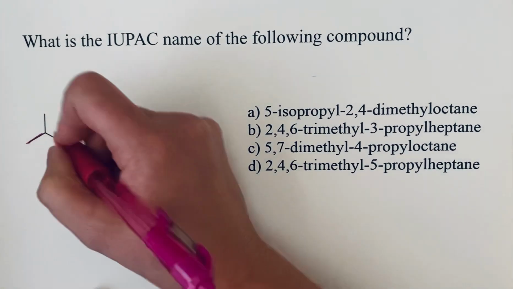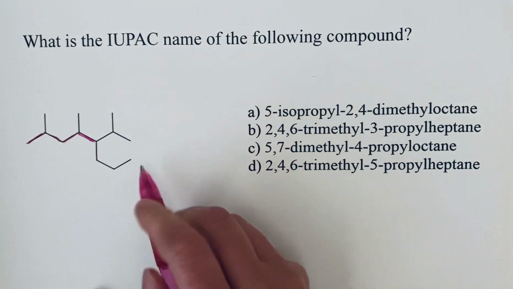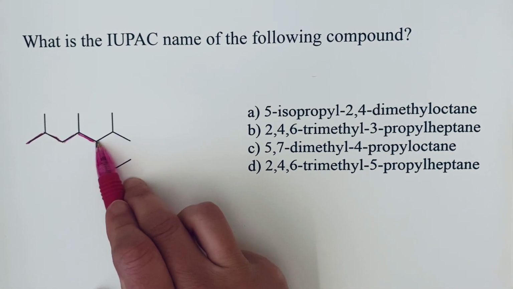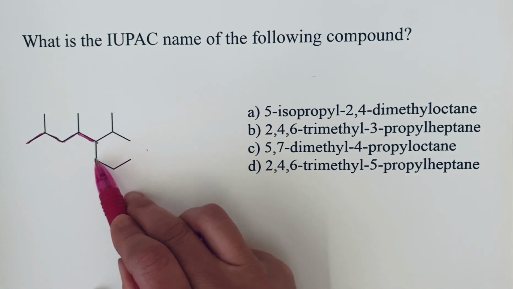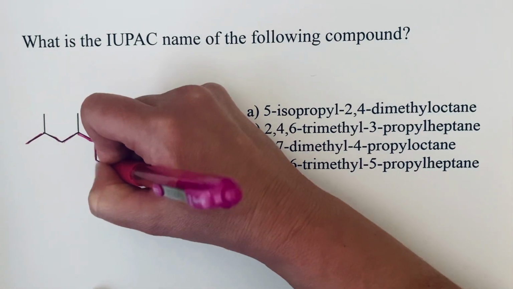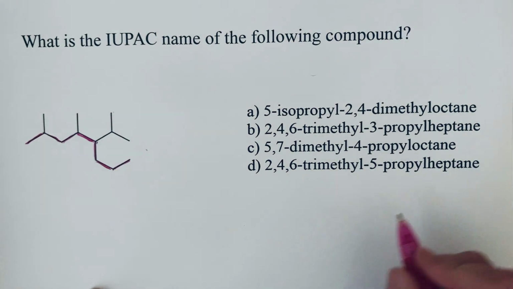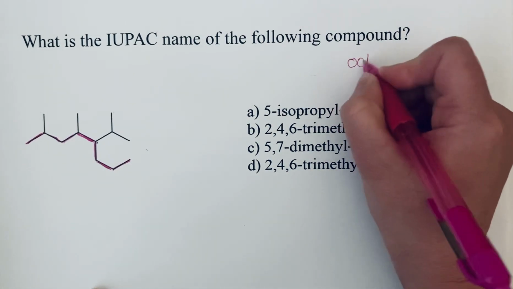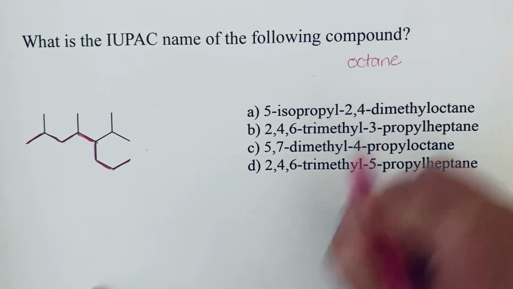So 1, 2, 3, 4, 5, and then we reach a branch point and we need to decide which direction would give us the longest chain. So if we go this way, we can have 6, 7 or 6, 7. Going down, however, gives us 6, 7, 8 as our longest carbon chain. So we will go in that direction. So this means that our longest chain being 8 carbon atoms, it would be oct. All carbon-carbon single bonds tells us that this is octane.